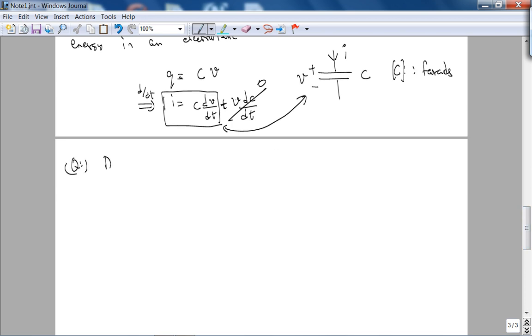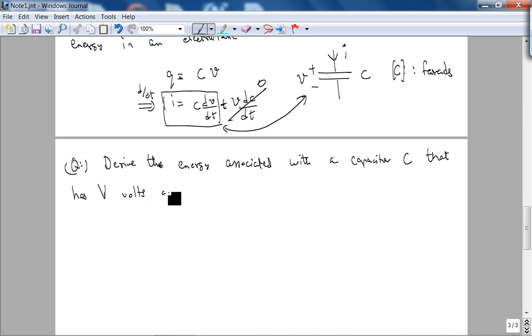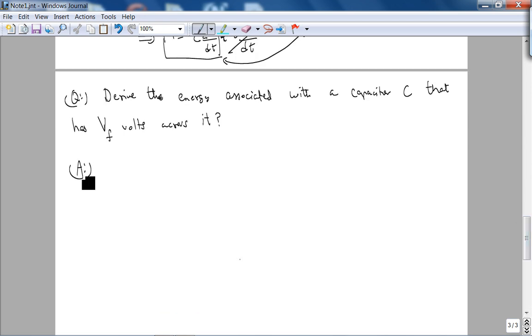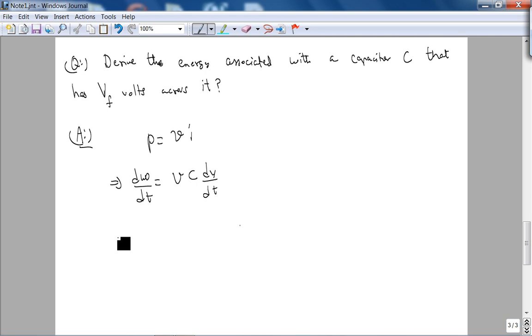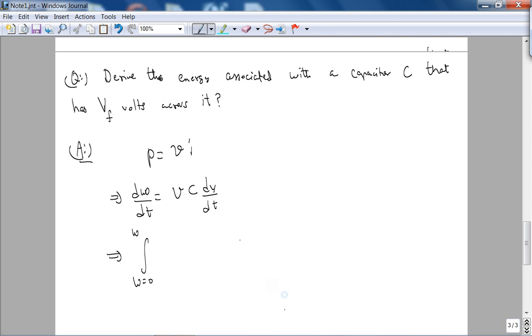So the question is, derive the energy associated with the capacitor C that has V volts across it, steady state, let's call this VF, V final. And the solution, the answer, is very trivial in the sense that, recall from basic circuits, the power associated with the device is P is V times I, but you know I is C dV/dt, and the power is the rate of doing work or energy. And we assume initially that there was no energy in the capacitor, it was fully discharged.